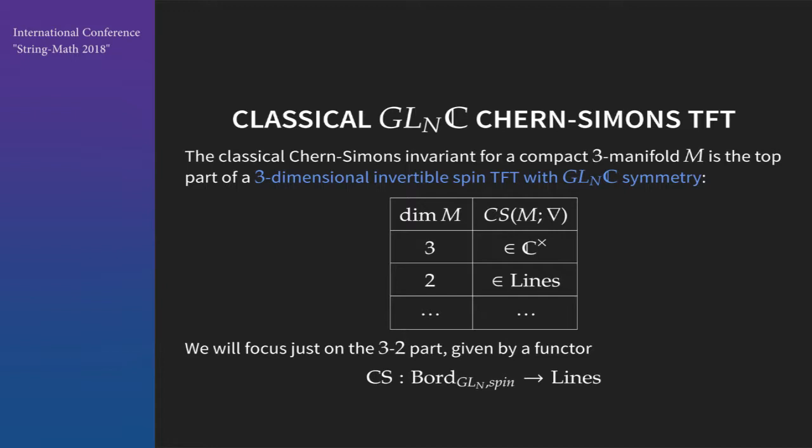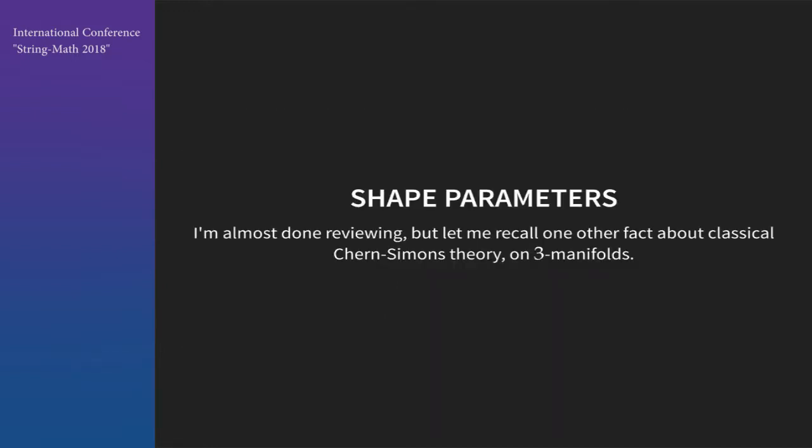So the lines and the elements of those lines. Okay, and now before I turn to the Abelianization, the GL1 theory, let me just recall one sort of interesting fact about Chern-Simons on closed three-manifolds.